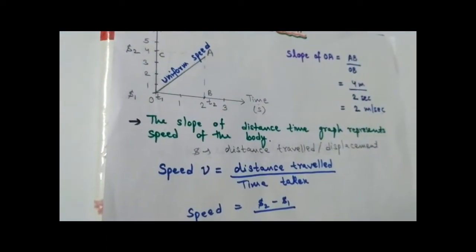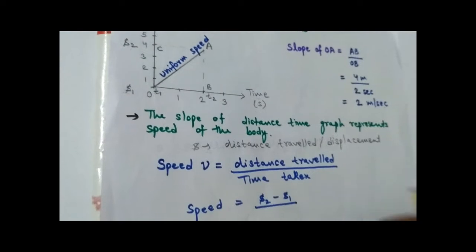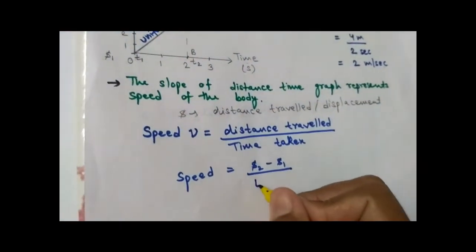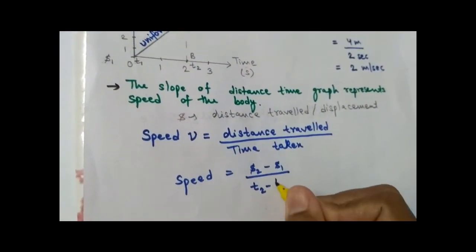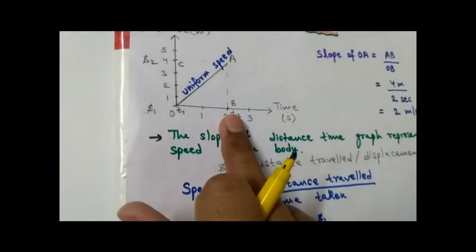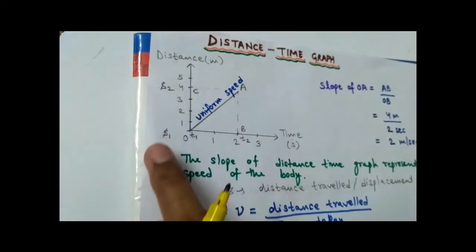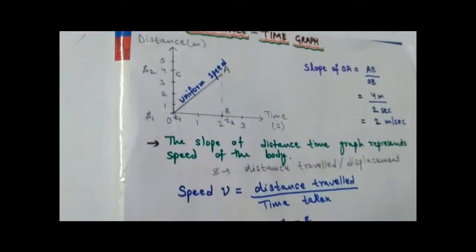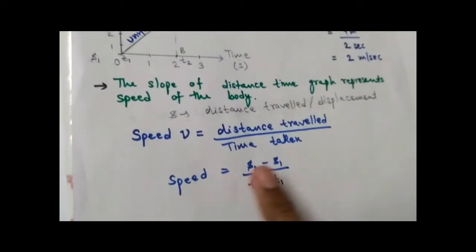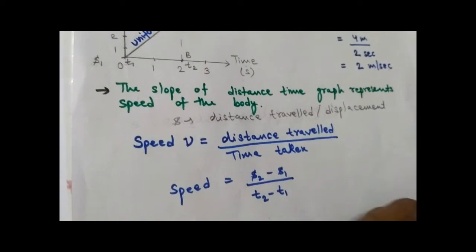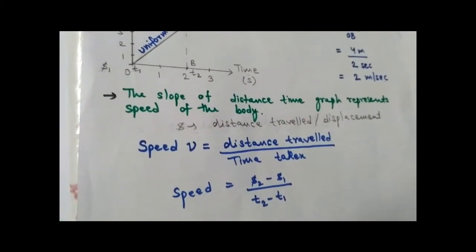So what will we write? We will write t2 minus t1. Okay, so t2 minus t1: final time period minus initial time period, and final position minus initial position. So speed is s2 minus s1 upon t2 minus t1.